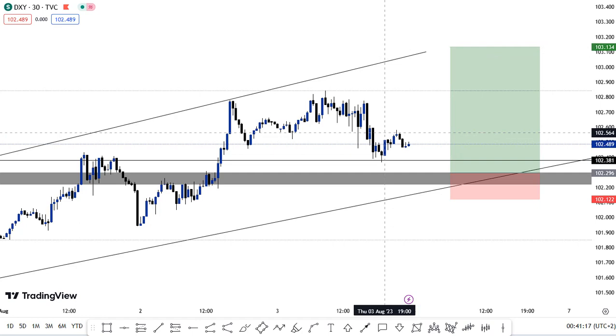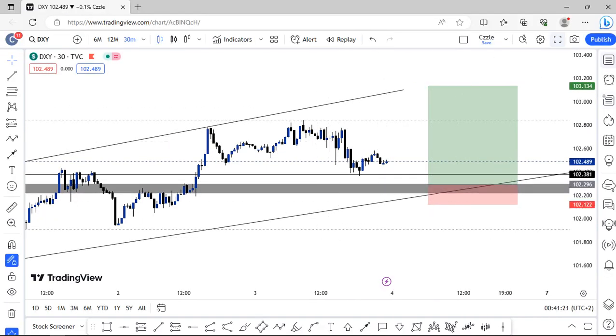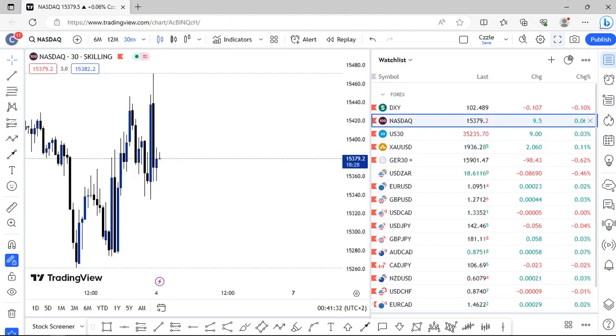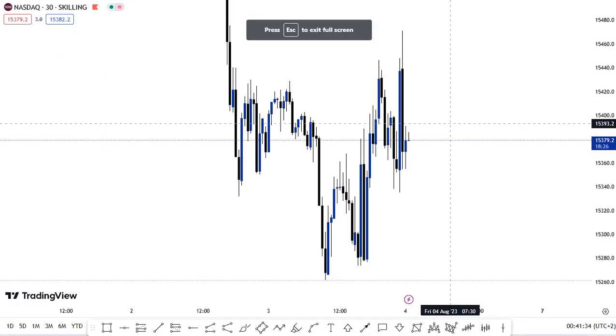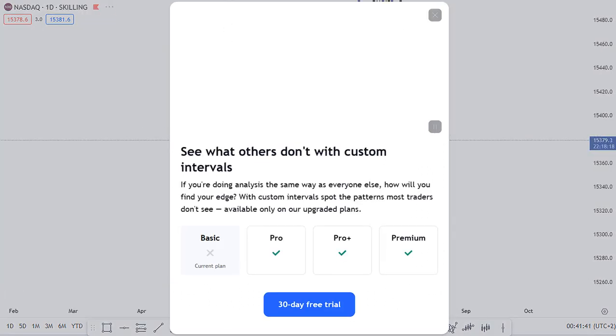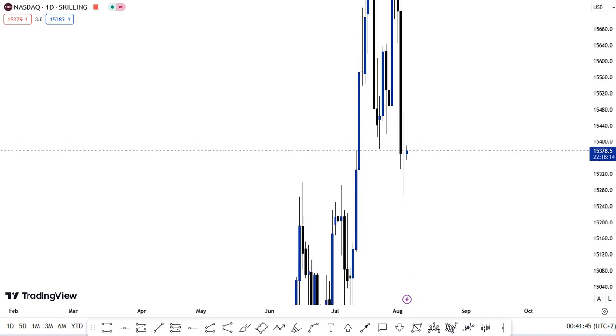So now let me check Nasdaq, because this is a correlation. If DXY is buying, indices have to sell, bro. Even gold, they have to sell. So we have to see sell here so that it corresponds, and that's what we call correlation. I'm going to start with the daily time frame on Nasdaq. This is my favorite pair, by the way.